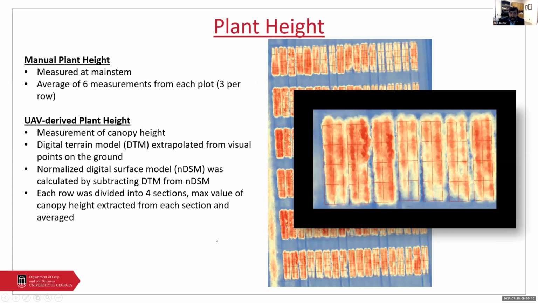For the manual plant height measurement, we're measuring at the main stem. We're taking 6 measurements per plot, so that's 3 per row, and averaging those numbers to get the plot average main stem height. For the UAV-derived measurement of plant height, it's a measurement of canopy height extrapolated from the digital terrain models and digital surface models. Jing divided each row into 4 sections, took the max value of canopy height extracted from each of those sections, and then averaged those across the plots.